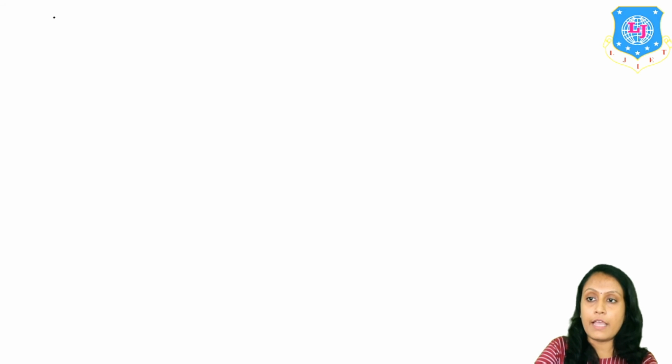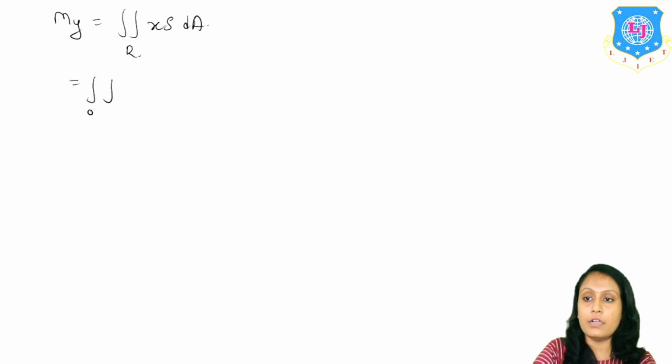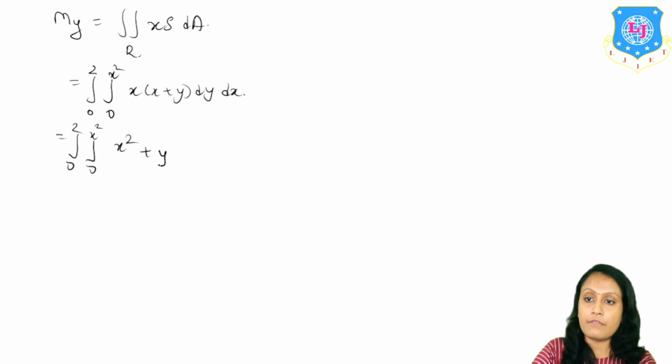Now we will find My. My is given by the formula double integration over region R of x rho dA. So this is double integration, here limit from 0 to 2, here 0 to x squared, and here x into x plus y, dy dx. Now just multiply this x first. So this is x squared plus yx, dy dx. This is integration 0 to 2. Now we will integrate with respect to y.